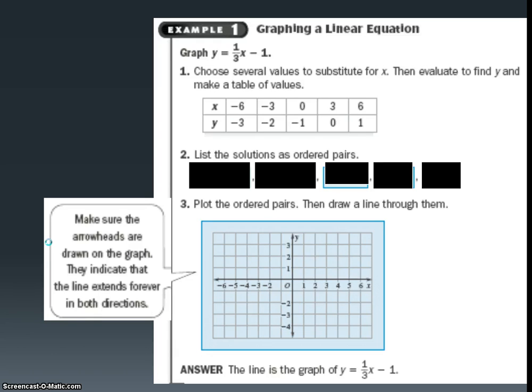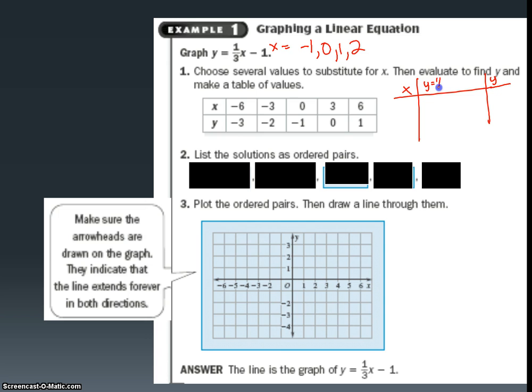In example 1, let's graph y equals 1/3 x minus 1. Choose several values to substitute for x, then evaluate to find y and make a table of values. Now, first of all, usually what I'm going to tell you to do is to use -1, 0, 1, and 2. Those four numbers always represent your x, because in the directions they didn't necessarily tell you. You are making a chart. Even though they didn't do this, this is what you're doing, and this is how they solved this.